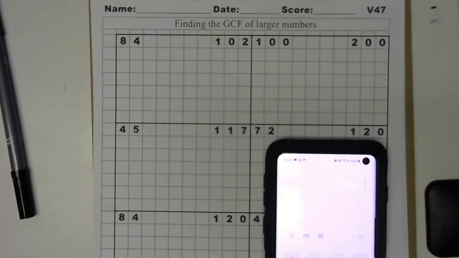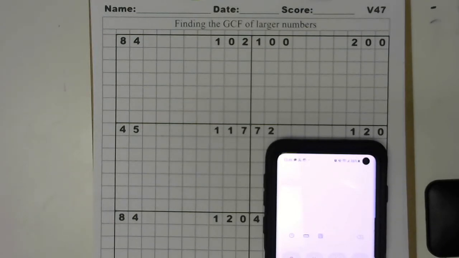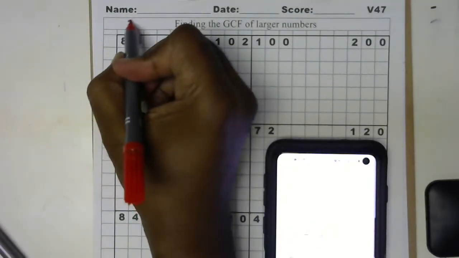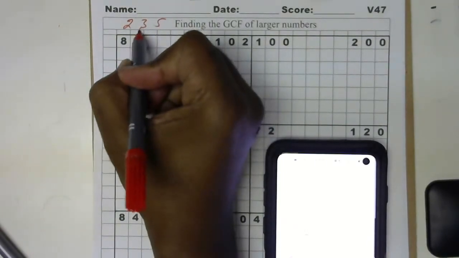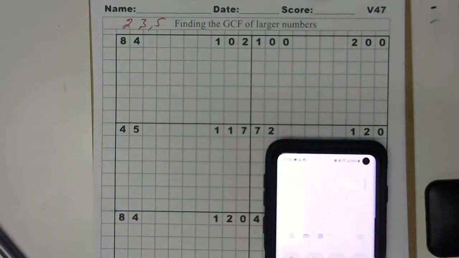Okay, next we'll find the greatest common factor of large numbers. We have to use divisibility to solve this. First, we always attempt to divide by 2, 3, and 5. Those are the numbers that we are trying to divide by.